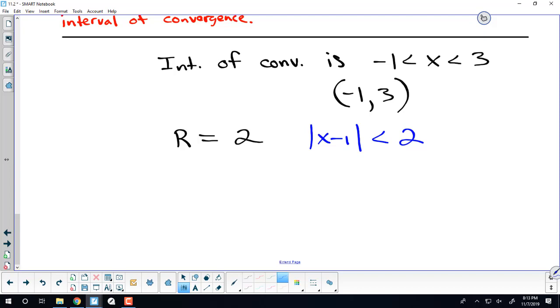So we can look at that center as being 1, because it's x minus 1. So the radius of convergence in this case is equal to the difference in the endpoints over 2? Yeah. Is it always like that? Yeah, symmetric, yeah. The ones that we see, for sure. It doesn't necessarily have to be, though.